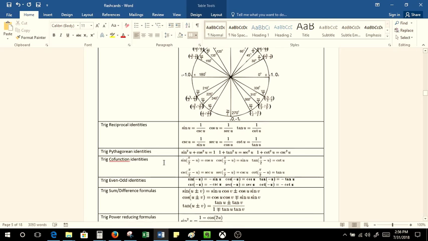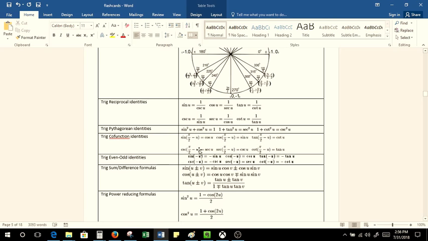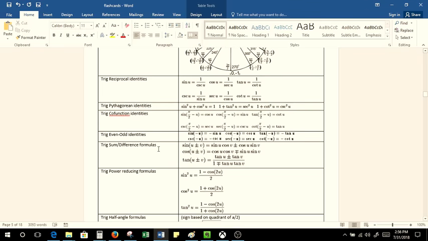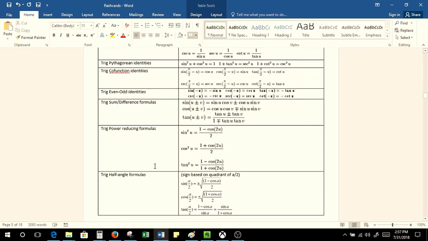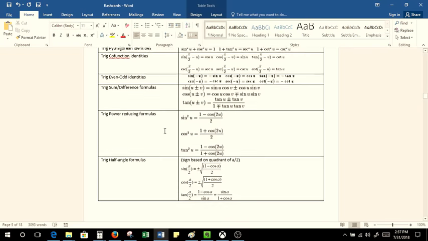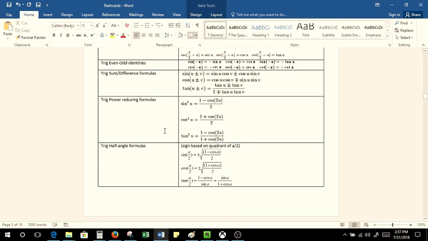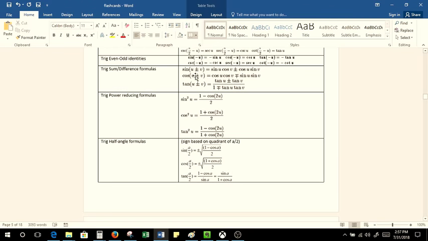But yeah, there's reciprocal identities, Pythagorean identities, and you'll notice that these are kind of like a squared plus b squared equals c squared, Pythagorean. We've got cofunction identities, even odds. So you can note these. Some of these have plus minus, and they do change.